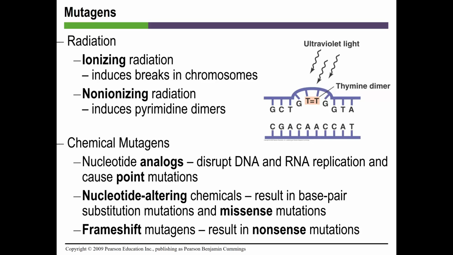Mutagens increase the rate of mutation. As mentioned, we may have physical mutagens such as ultraviolet light previously discussed. Pyrimidine dimers such as thymine dimers will introduce a mutation at that spot during DNA replication if not repaired. Chemical mutagens can also introduce changes. The following slides are going to look at how these changes occur.